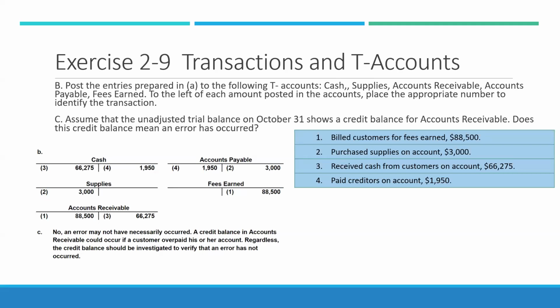We have our transaction number. The first journal entry was revenue, so that increases accounts receivable and increases the fees earned. Accounts payable and supplies was our second, and so each entry has its reference, and the debits and credits go on the left side and the right side of the T account.